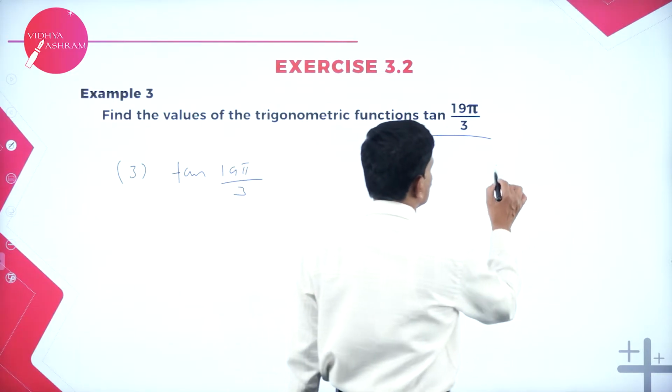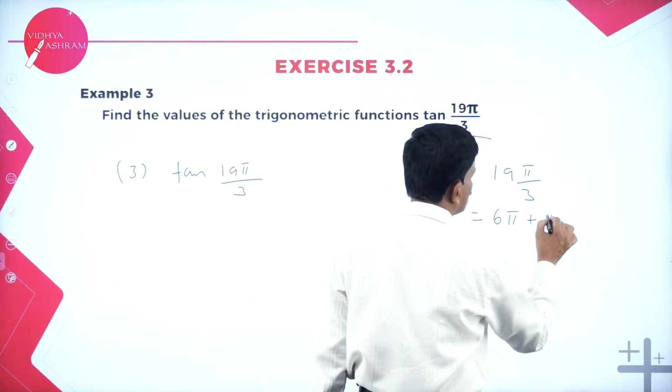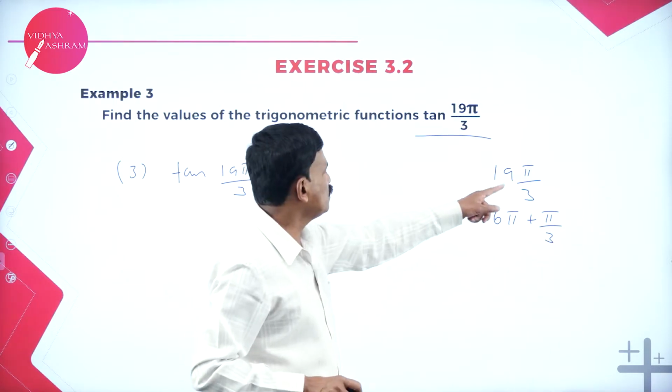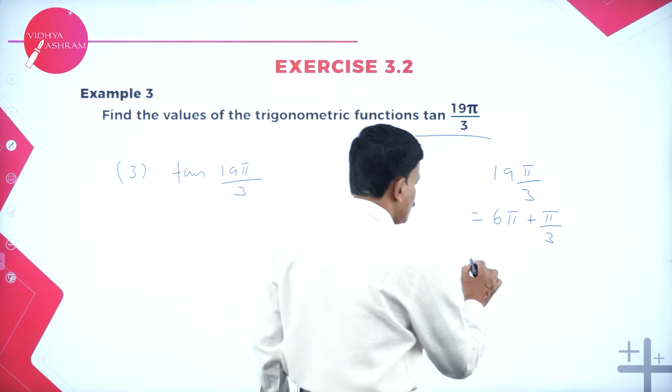This 19 pi by 3 can be written as 6 pi plus pi by 3. 19 pi by 3 can also be written as 6 pi plus pi by 3. If you want, you can take the LCM.